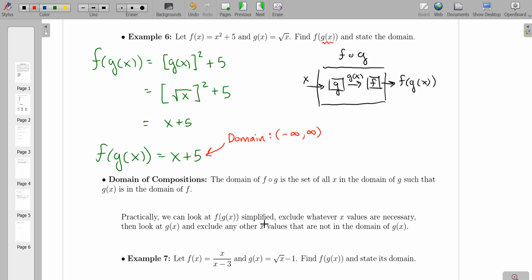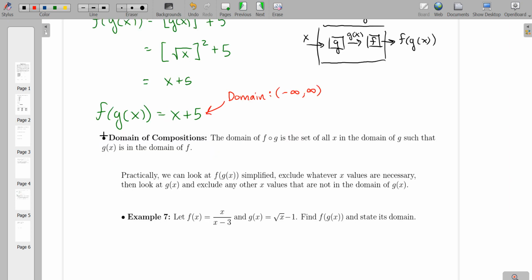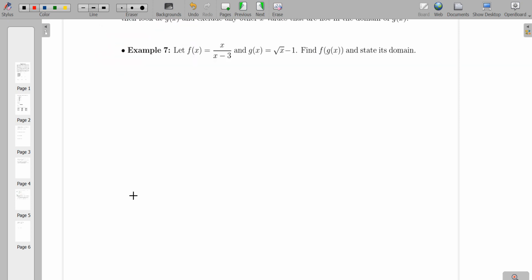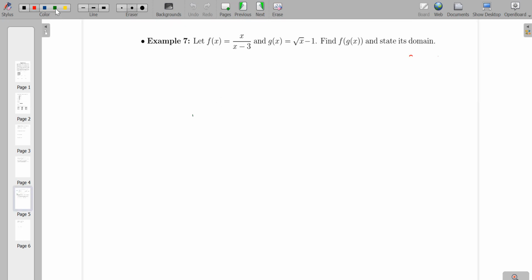All right. So here's how we would summarize that. The domain of f of g is the set of all x in the domain of g such that g of x is in the domain of f. Now that's kind of a wordy, mathy definition. And so let's look at example 7, and this will help give us a way to approach this really systematically. So here we've been asked to find f of g of x and state its domain.